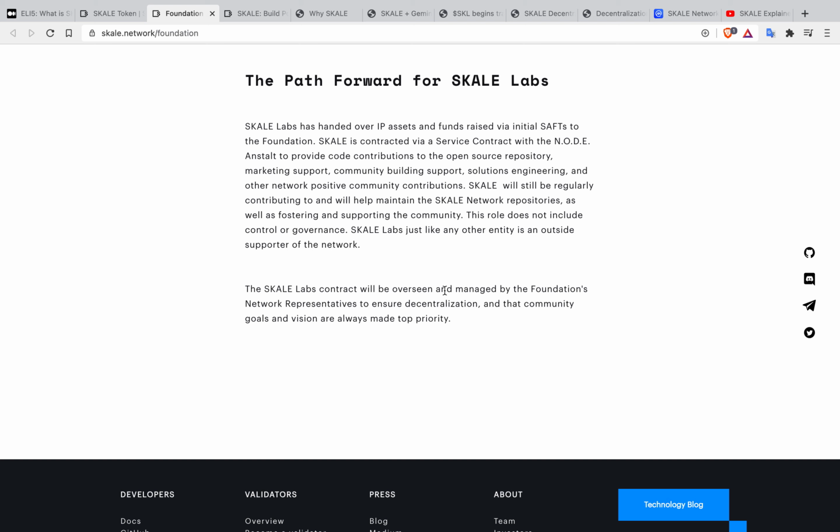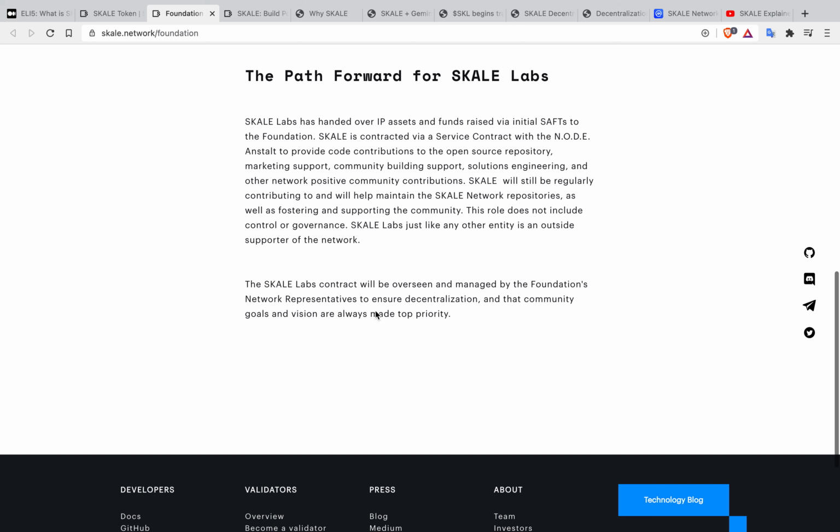SKALE Labs will be regularly contributing to and will help maintain the SKALE network, as well as fostering and supporting the community. This role does not include control of the governance. It's important to know that they make it very clear their role in the SKALE project does not include control of the governance. The governance is left to the individuals who are staking and contributing to the network. So SKALE Labs, just like any other entity, is an outside supporter of the network. Good to know. So the SKALE Labs contract will be overseen and managed by the foundation network representatives to ensure decentralization. That's good. I love decentralization, and this is exactly what SKALE is focusing on.